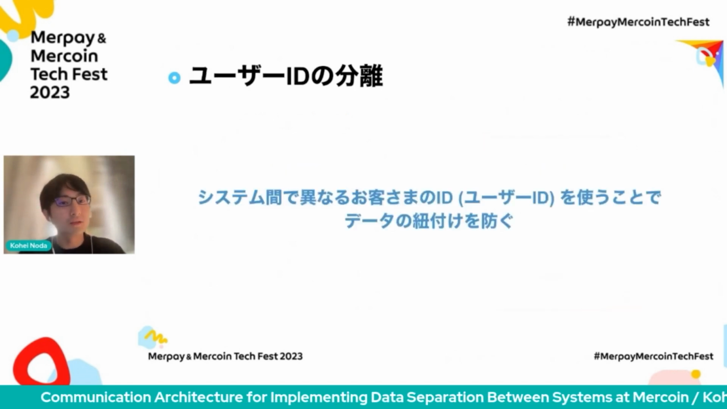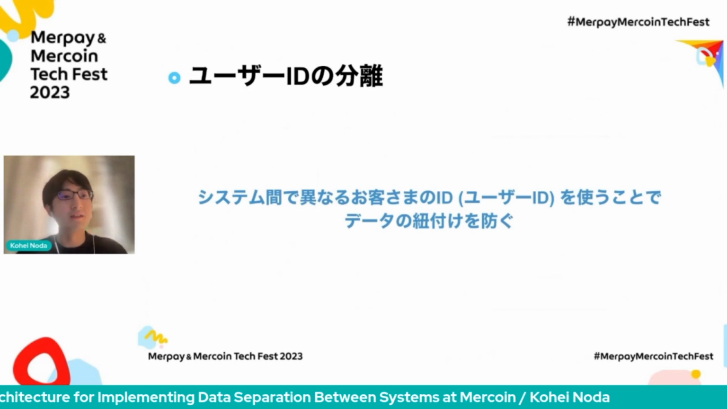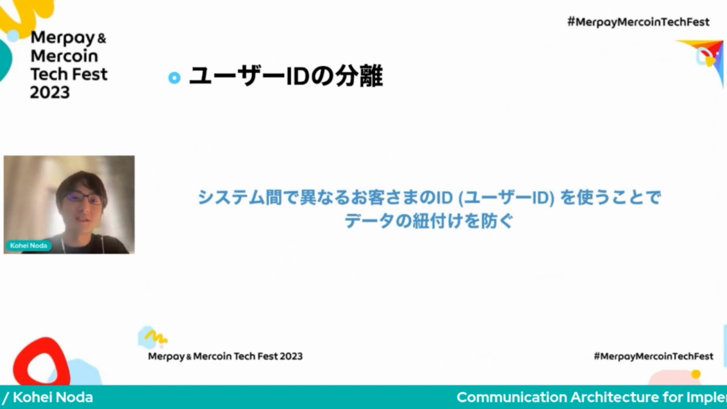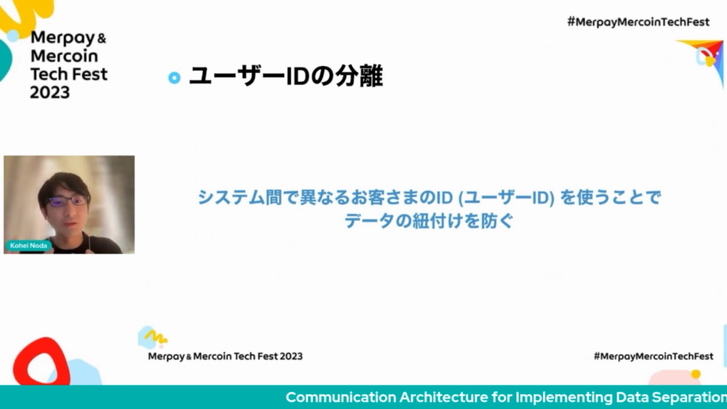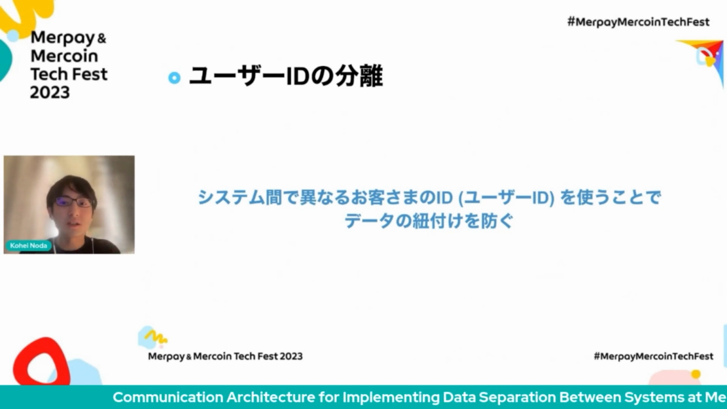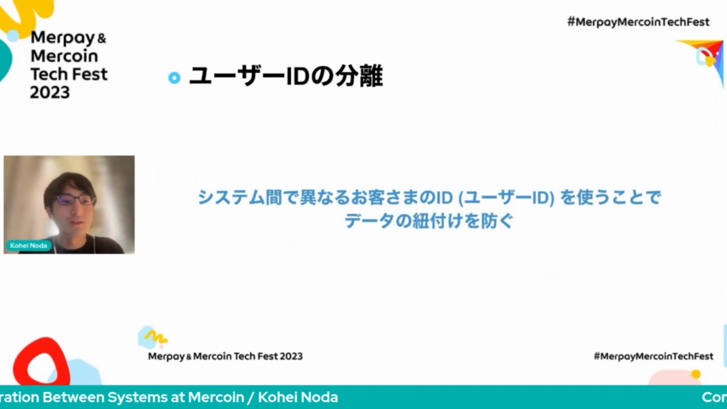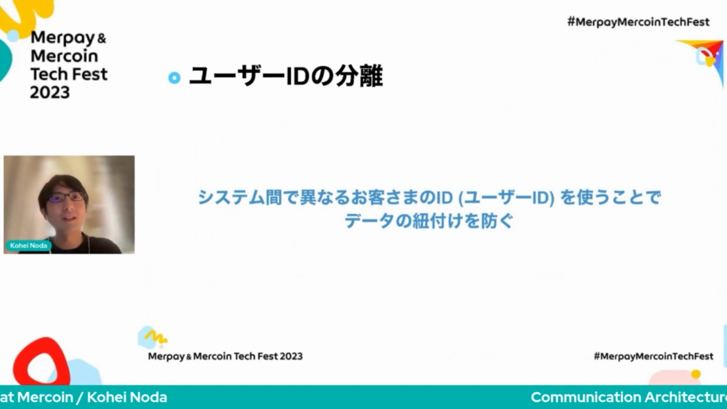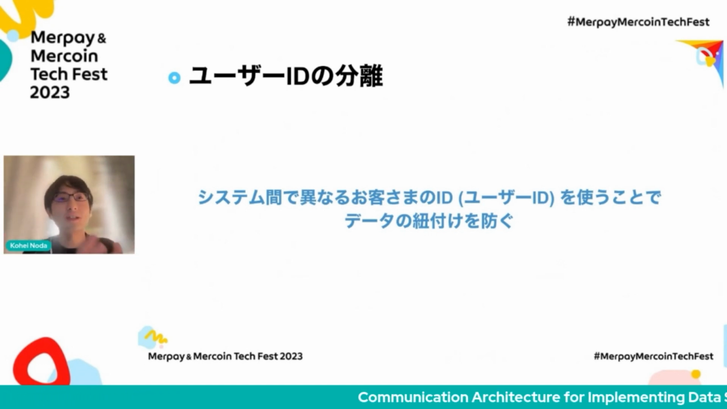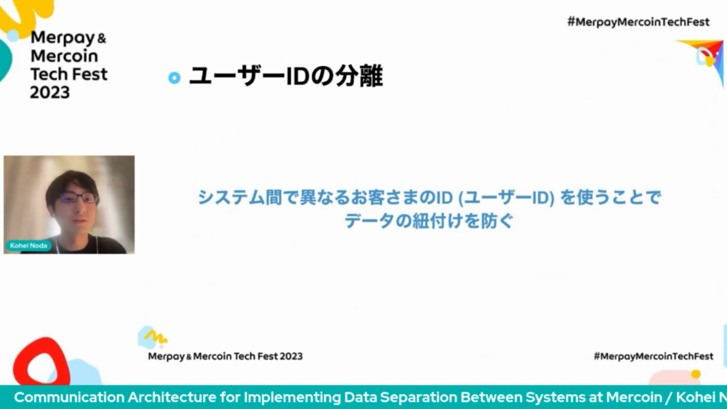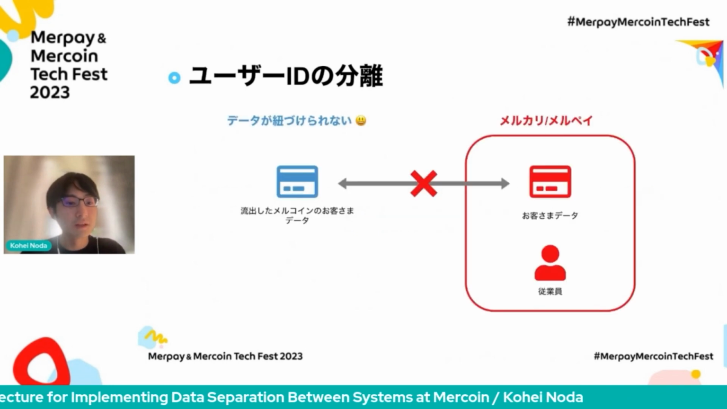In order to solve this, Mercoin has decided to implement the separation of the user IDs. This means that different IDs are assigned to the same customer in the Mercoin, Mercari, and Merpay systems, and the data is stored and handled in each system. And this makes it impossible to link data, even if data from both parties is leaked, since different IDs are assigned to the same customer.